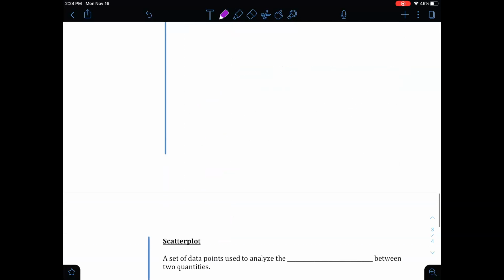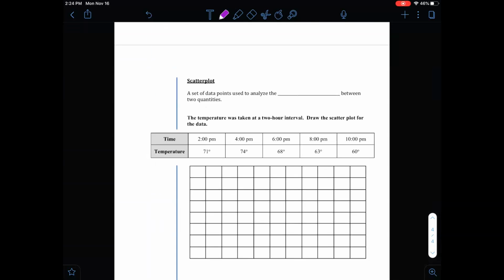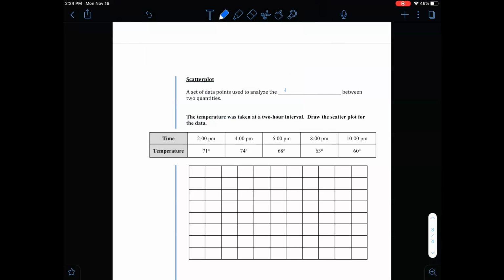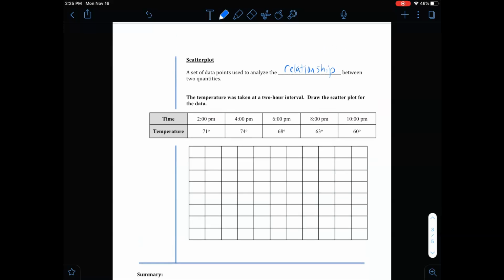Okay, last type of example for today, scatter plot. It's a set of data points used to analyze the relationship between two quantities. All right, it says the temperature was taken at a 2-hour interval. Draw the scatter plot for the data. All right, so we have 2 p.m. is 71 degrees, 4 p.m. is 74, 6 p.m. 68, 8 p.m. 63, and 10 p.m. 60 degrees.